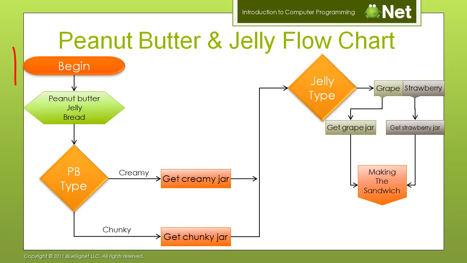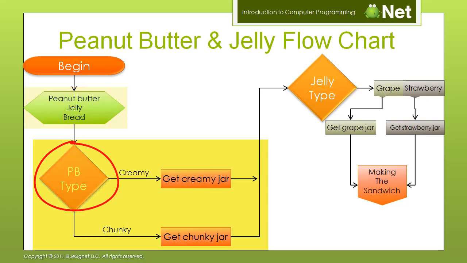I'll start here with our Terminator symbol, which designates this is where we begin. The next thing that we need are our pre-qualifiers. I need to know that I have peanut butter, I need jelly, and I need bread in order to make this sandwich. Next, we move into a decision.